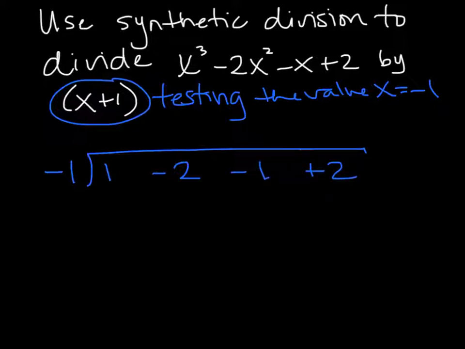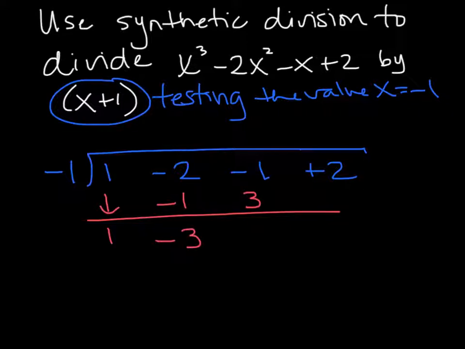Okay, I'm going to bring down my 1. I'm going to multiply. I'm going to add. Then I'm going to multiply, add down, multiply, add down. Okay, so I have a remainder of 0, which means it goes in evenly.